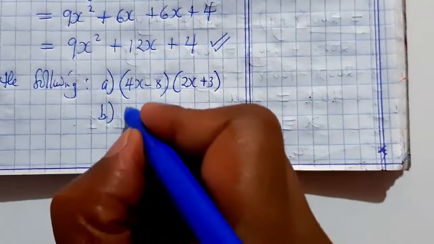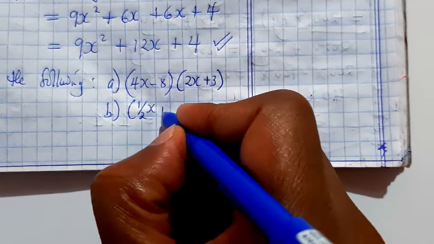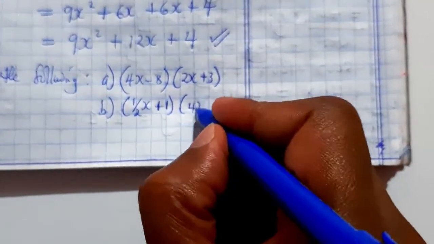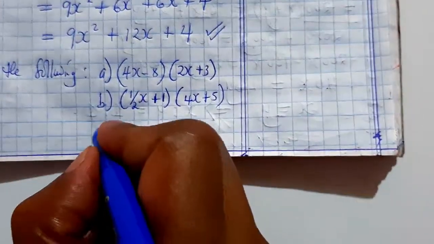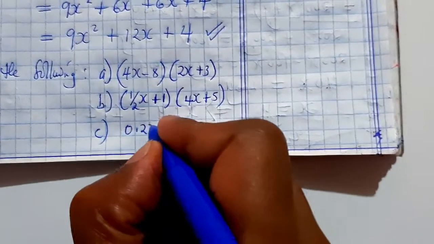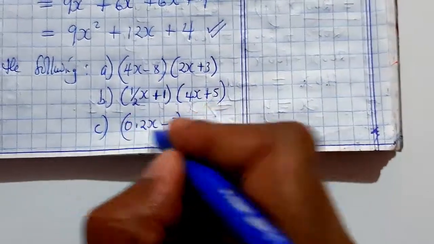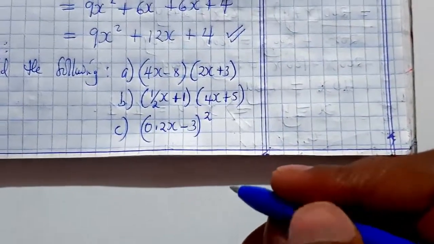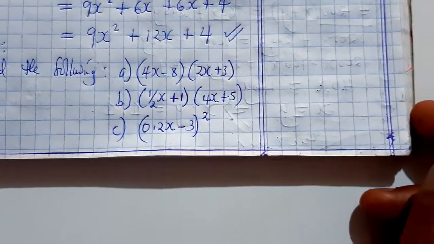Question B: (half x plus 1) into (4x plus 5). And then lastly, we can have (0.2x minus 3) squared. I know someone might be afraid, as these look different from what you have done.